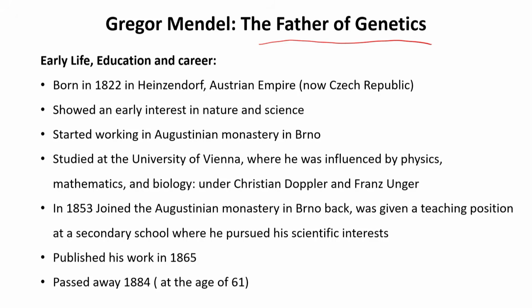So Mendel was born in 1822. As you can see, I have listed a few important facts on the slide. He was born in Austria, and he was always interested in nature and science, right? And he came from a very poor family. His father was a farmer. He wanted him to be a farmer, but Mendel wanted to pursue his own passion. So he joined the monastery in Brno, and in this monastery he actually went to study physics and mathematics.